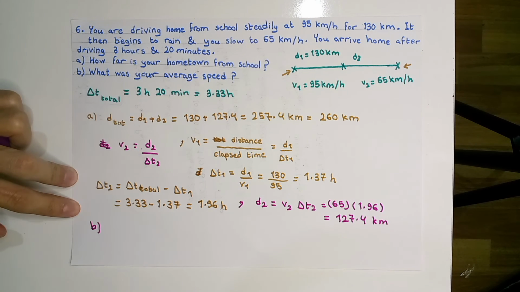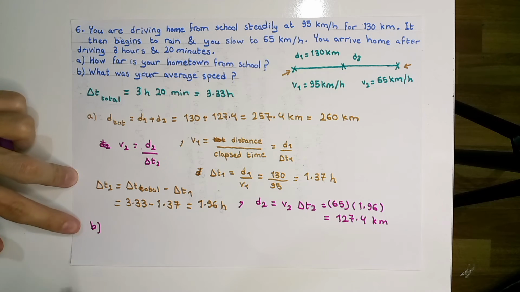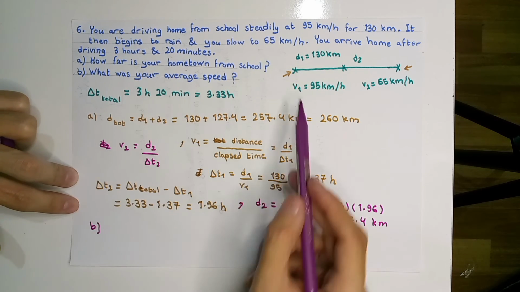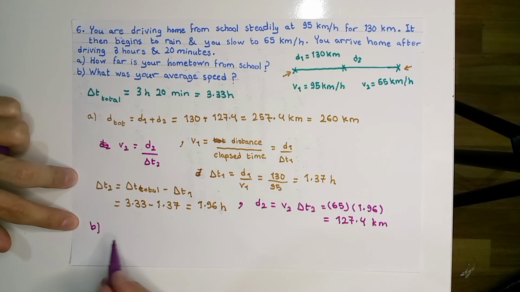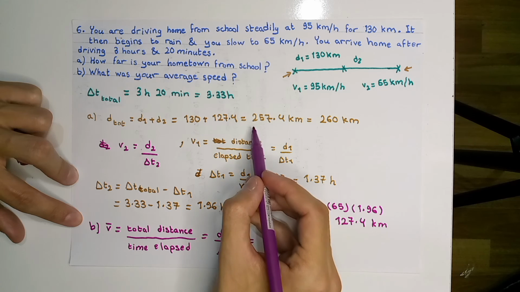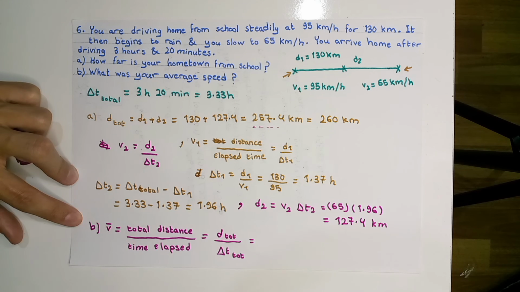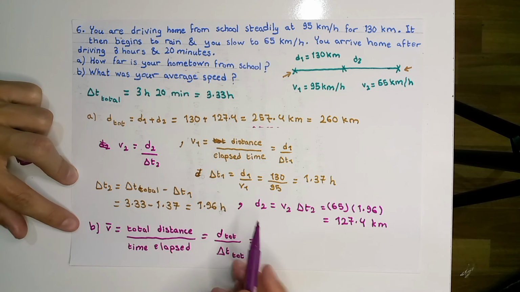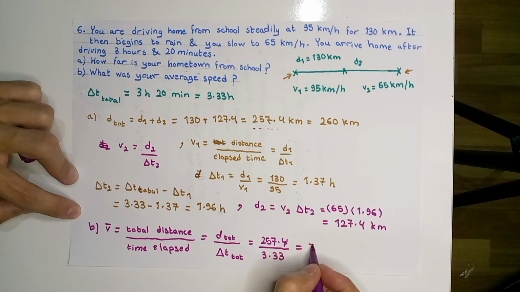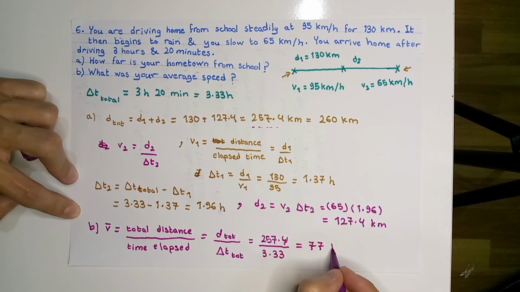Now let's solve section B. What was your average speed? The average speed is equal to the total distance divided by the total time elapsed. Total distance is 275.4 and the total time is 3.33 hours. The answer is going to be 77 and the unit is kilometers per hour.